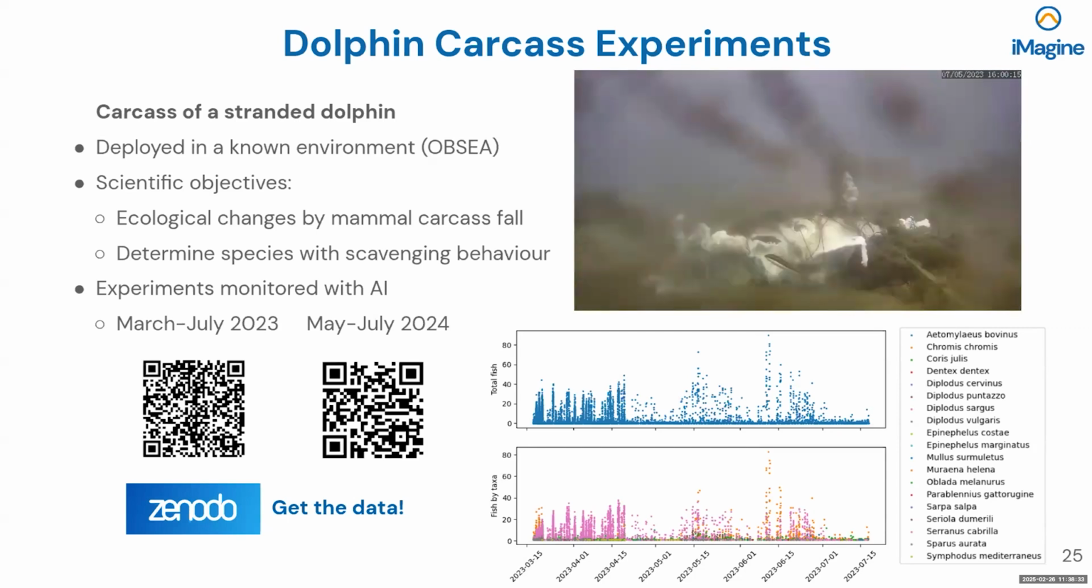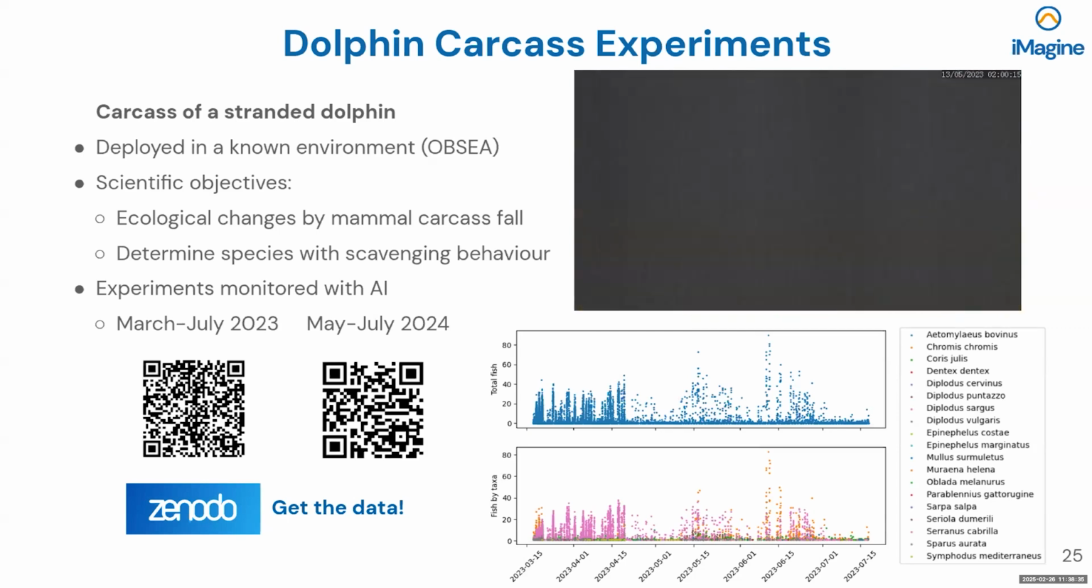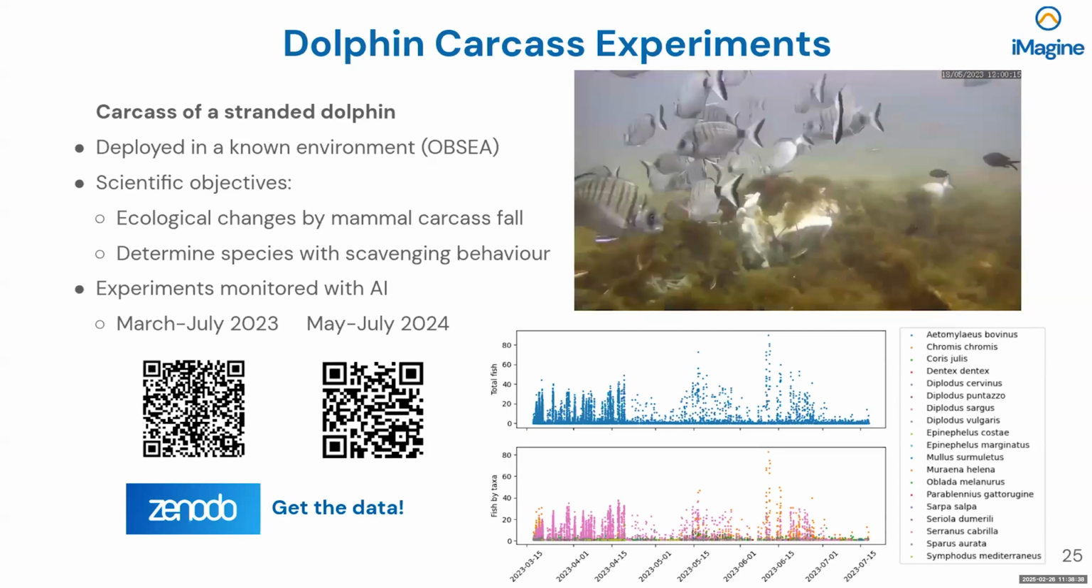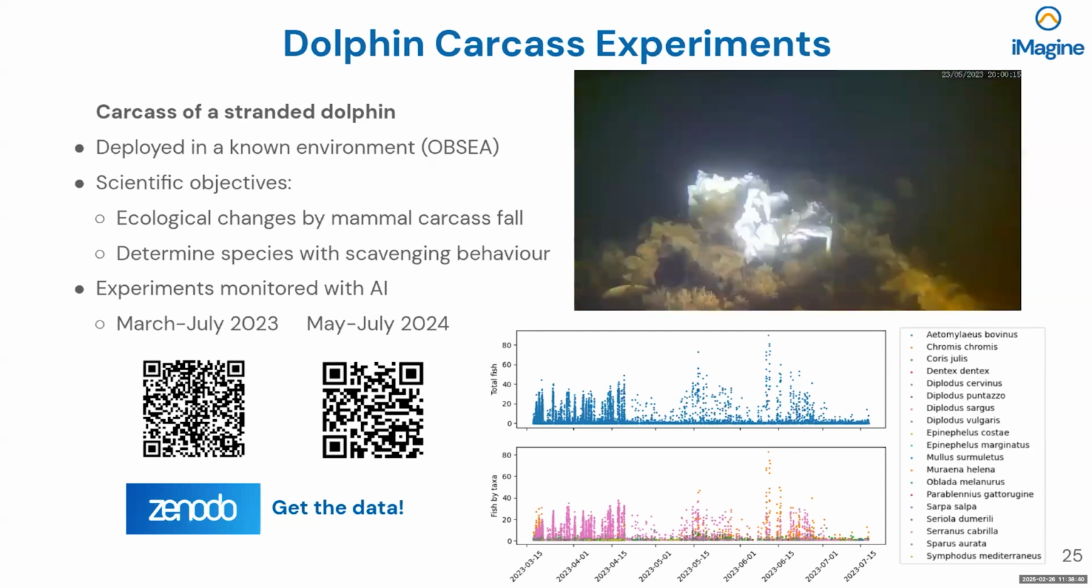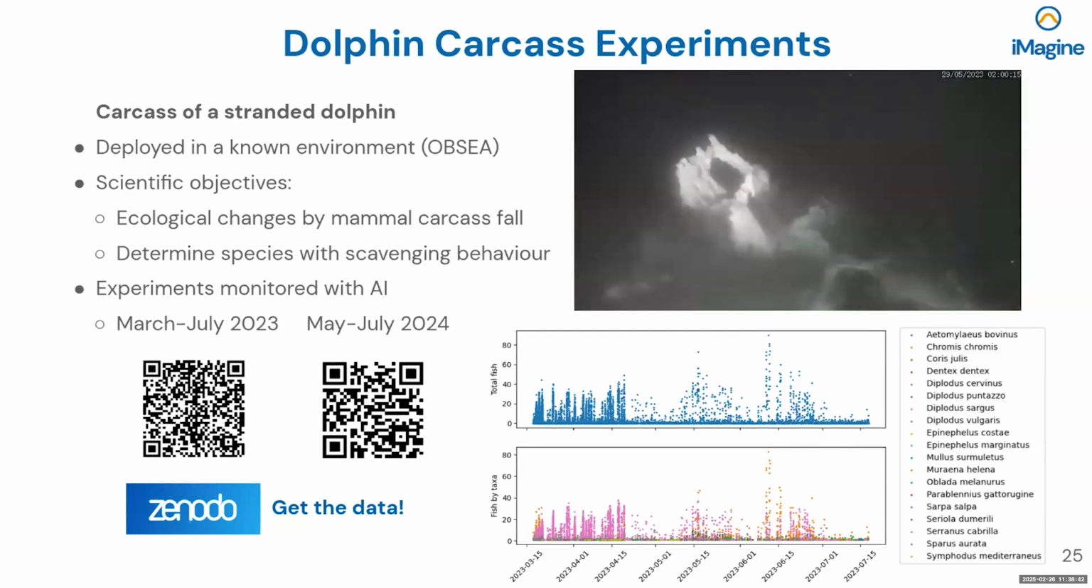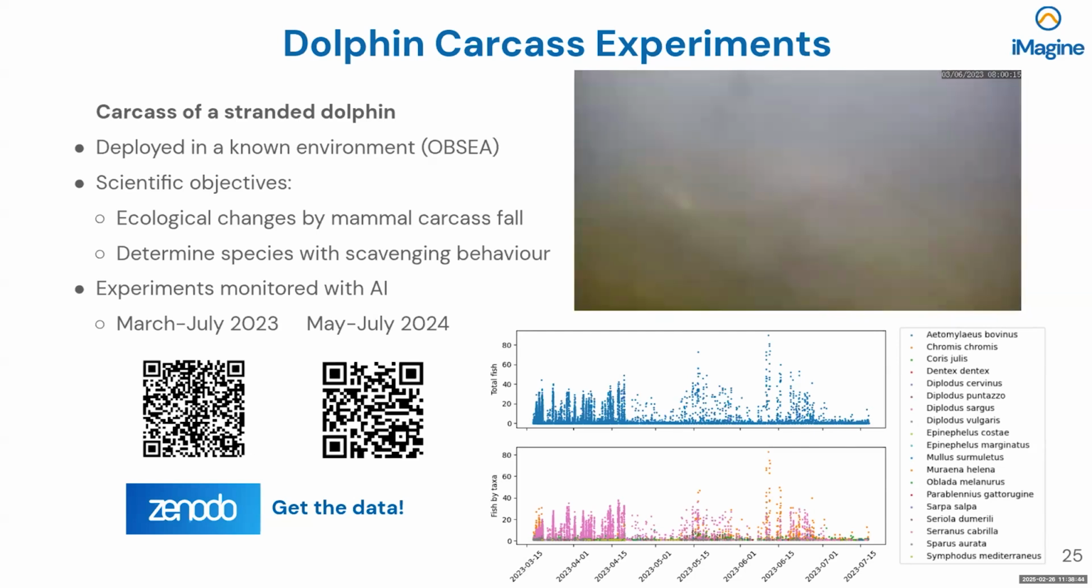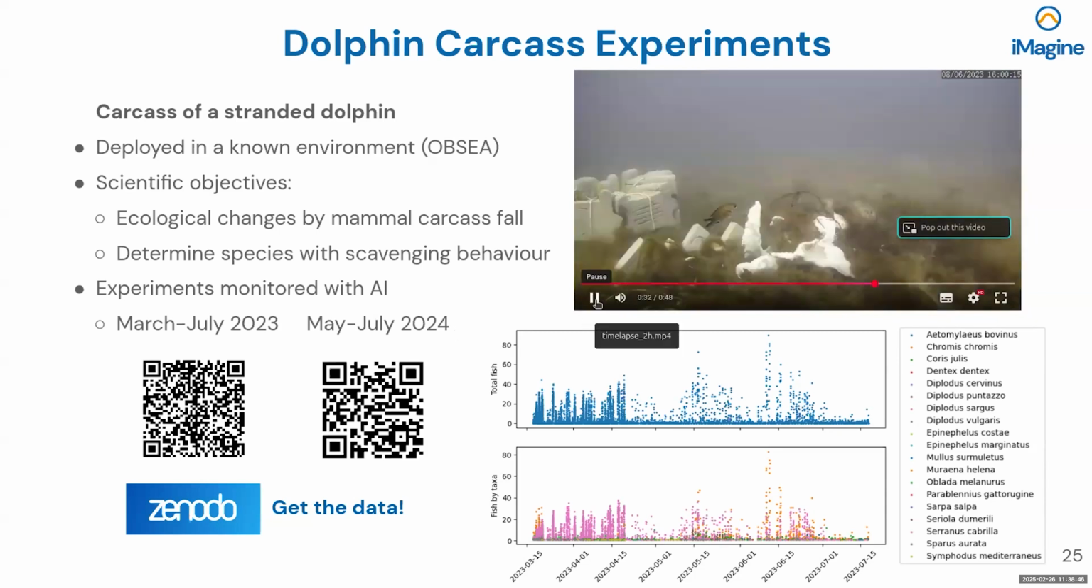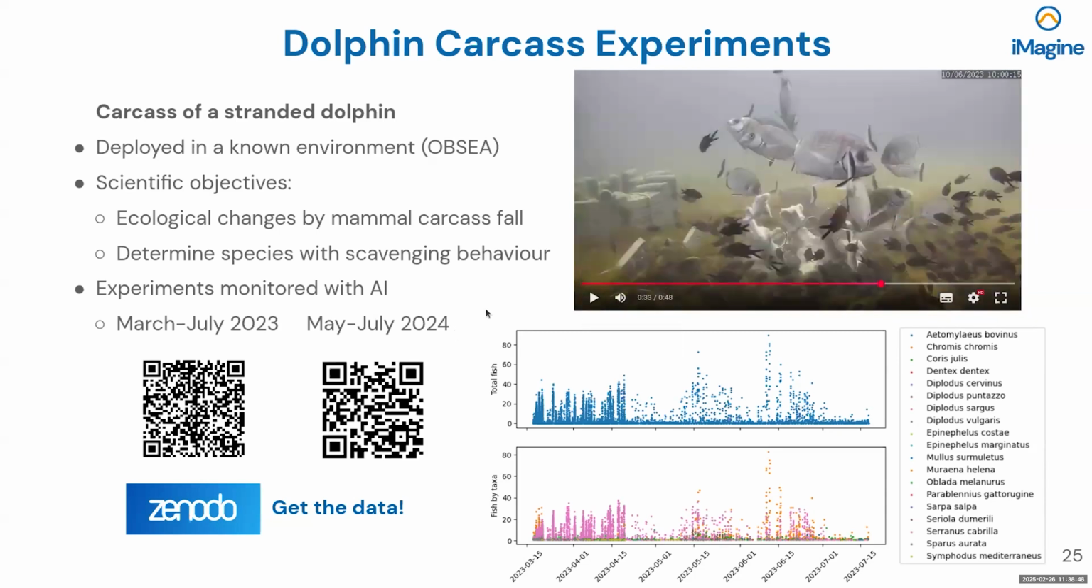We did a couple of these experiments, and the data is also available in Zenodo. Now the dolphin is gone. A lot of fish eating the dolphin. If you want to get the data, again, you just scan the QR code or go into Zenodo and look for OBSEA or iMagine. It should be in both communities and you can just download the data.